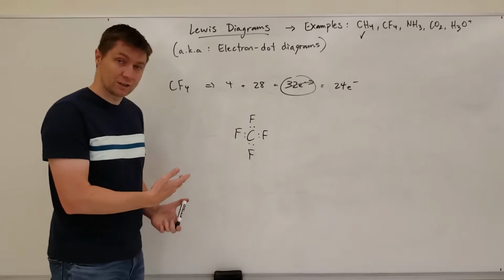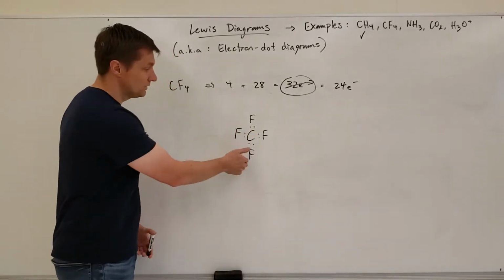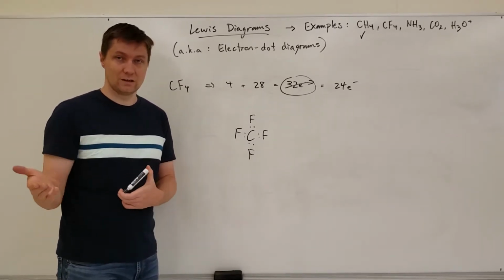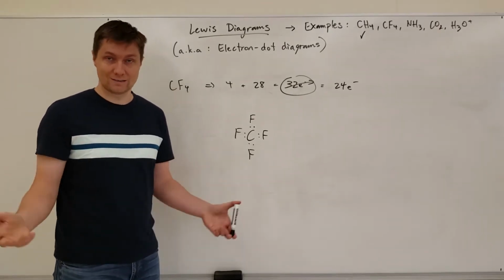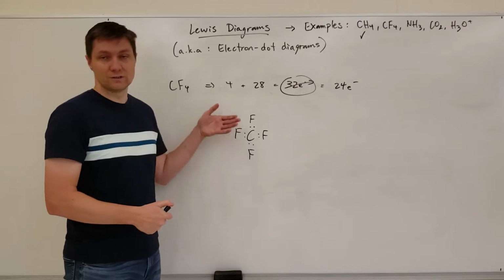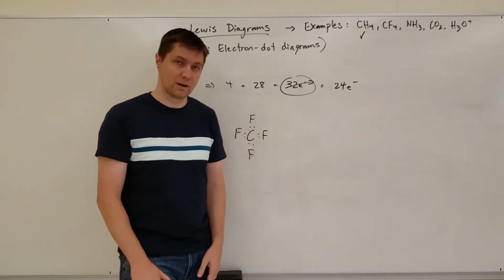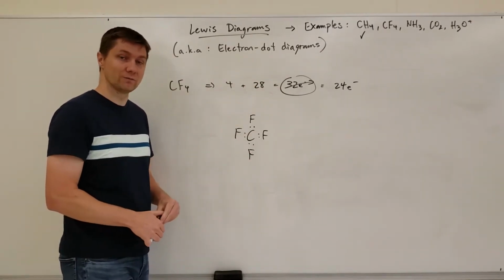Well, first I got to check the octets. I can see the carbon octet is full, it's got 8. But these fluorines only have 2 electrons, and it's not like hydrogen where it has a full octet with only 2 electrons. Fluorine also has to have 8 electrons. So the next rule is I fill the octets of the peripheral atoms first with any remaining electrons that I might have. Here I've got 24, so I'm just going to go ahead and fill the octets of the fluorines.